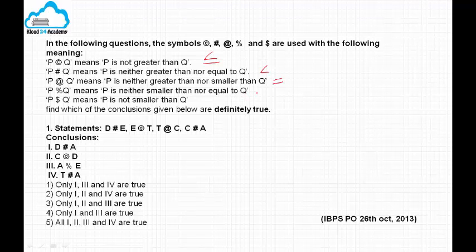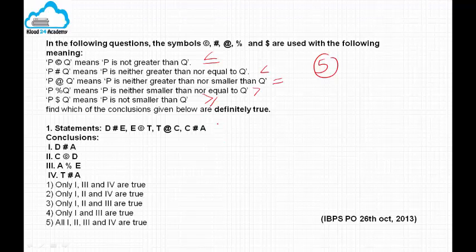P percentage Q, P is neither smaller than nor equal to Q, ना small है ना equal है, that means it is greater than Q. P dollar Q means P is not smaller than Q. If it is not smaller, that means या तो बड़ा है या बराबर है. So we have decoded all the symbols, copyright, hash, at the rate, percentage and dollar. So here we are with 5 inequality symbols जो हमने starting में देखे थे.